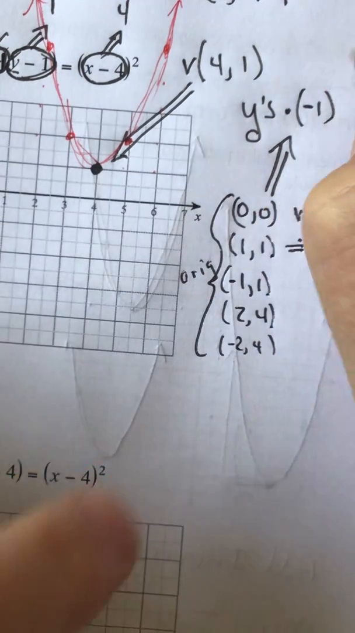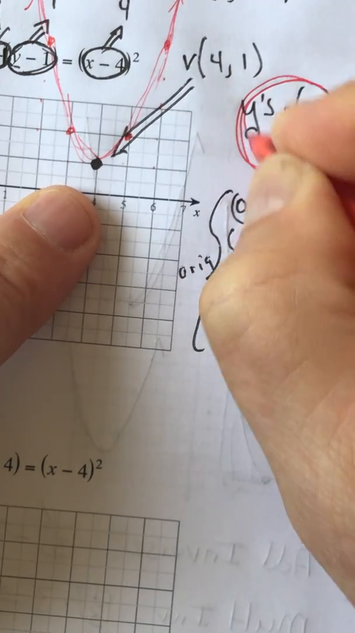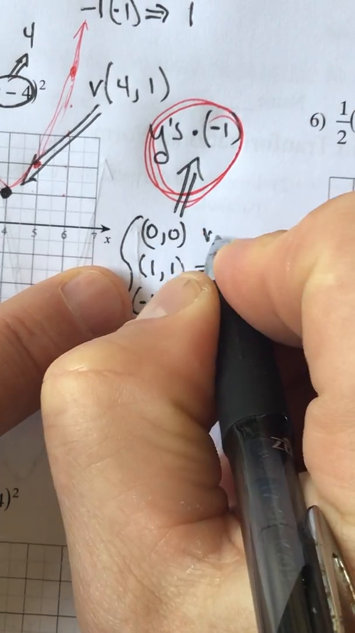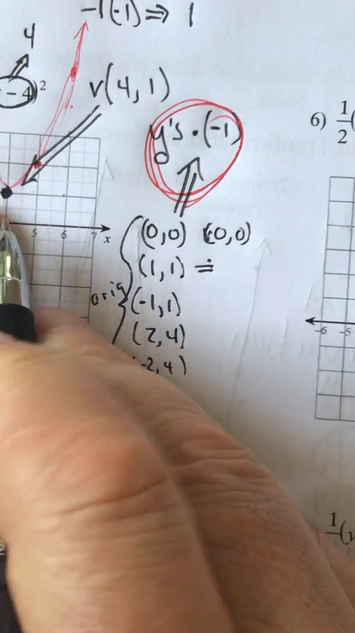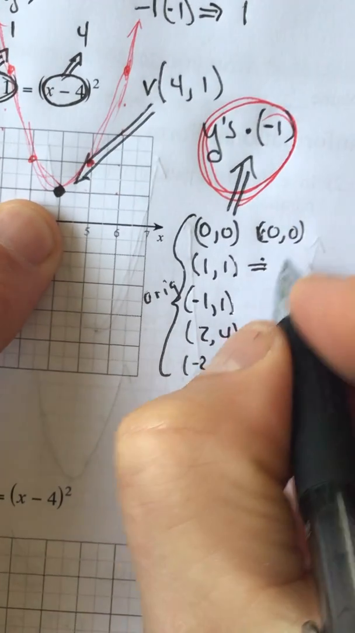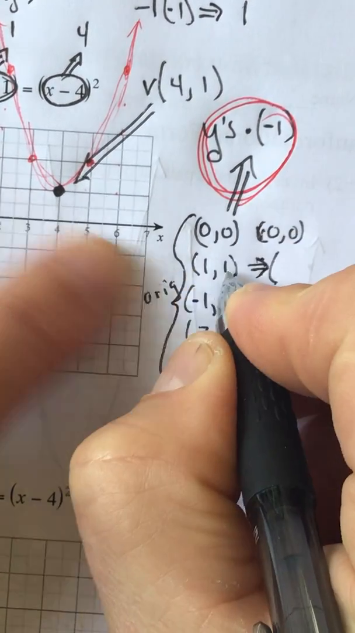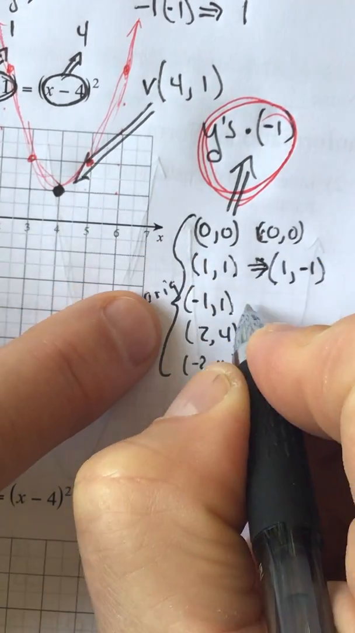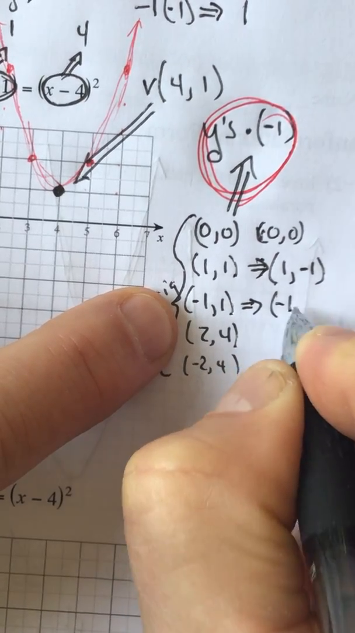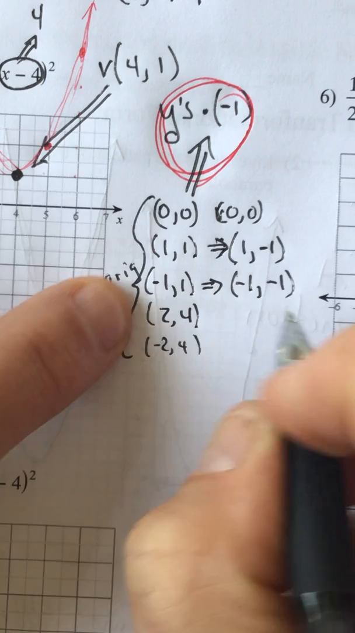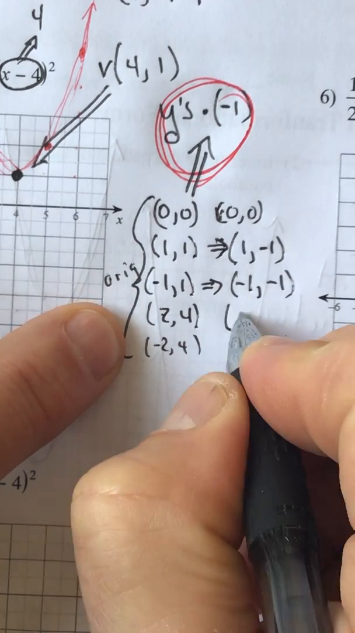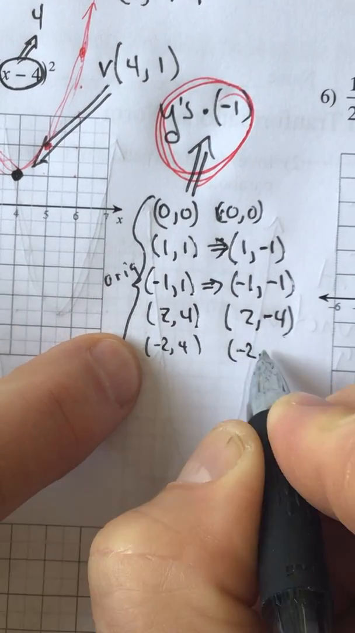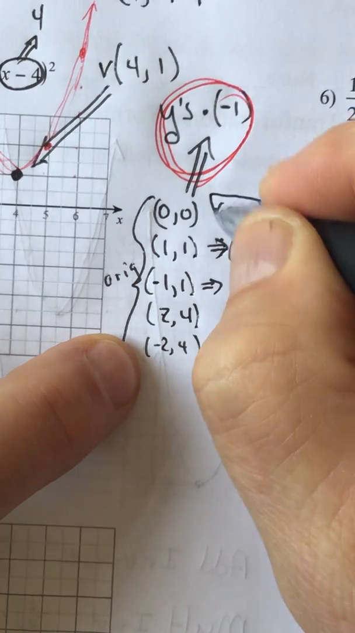Okay, but now we have to take all the y's times -1. So what's going to happen, taking this one times -1 keeps it at 0, 0. So the vertex didn't change, so that black dot's still going to be there. But now all of the rest of them, the y's are going to get multiplied by -1. So nothing happens to the x, but the y gets multiplied by -1. Here, nothing happens to the x, but the y gets multiplied by -1. Here are the new points.